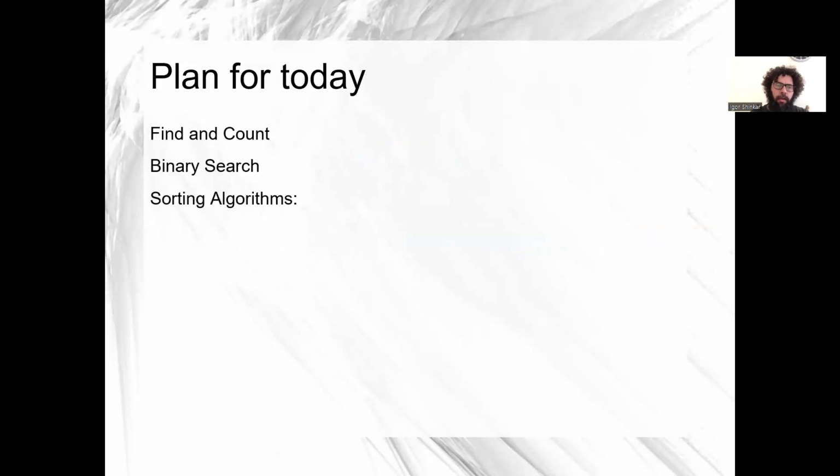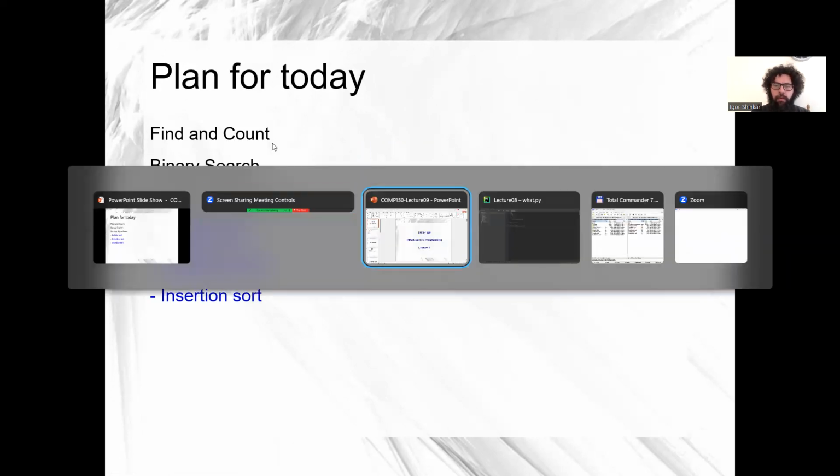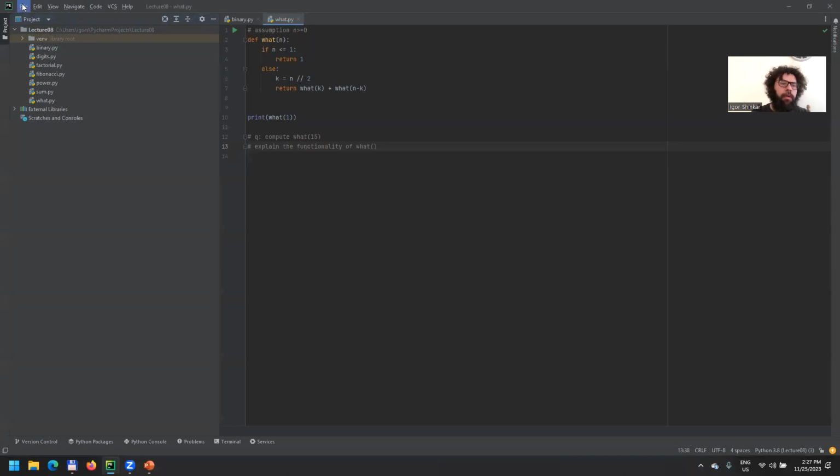So here's the plan for today. We're going to talk about several algorithms. We're going to talk about find and count algorithm. We're going to talk about binary search. Binary search is a very important concept. And then we'll see three sorting algorithms. Okay, so that's the plan for today. And we'll start, I think, with find and count. These are sort of the easiest ones.